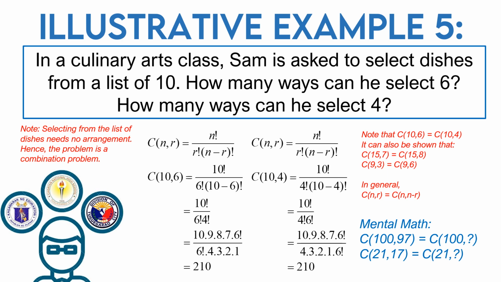So again, please take note class that the combination of n objects taken r at a time must be the same as combination of n objects taken n minus r at a time.